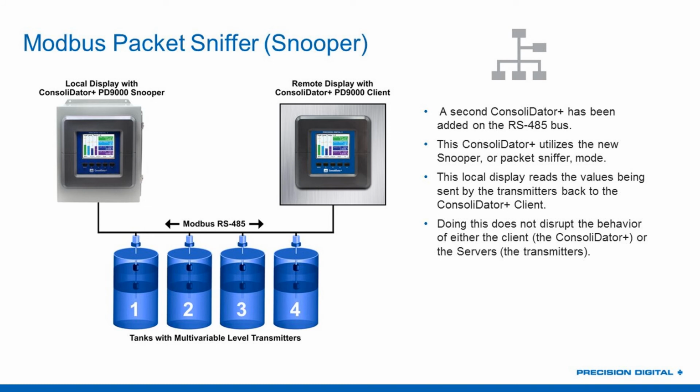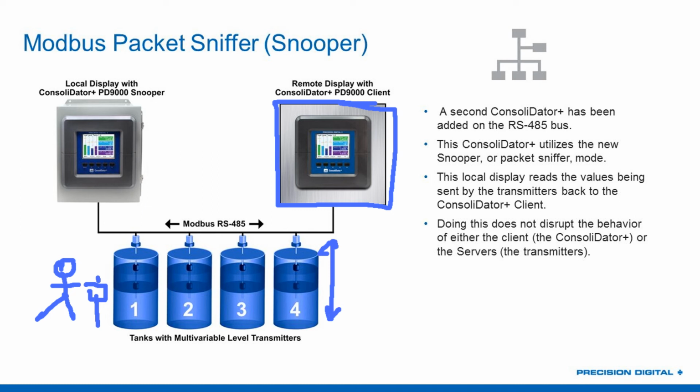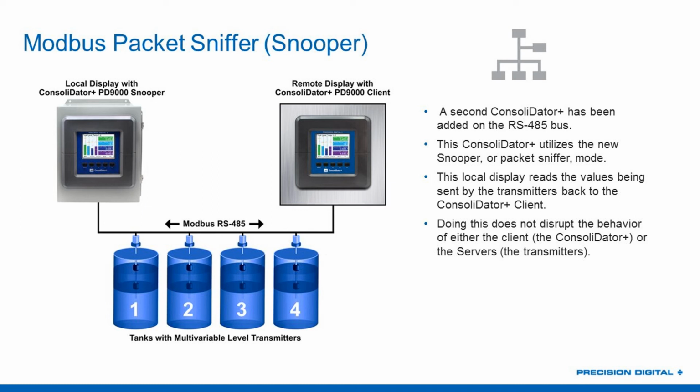Well, let's say later on I want to go add a display out in the field. I've got this one installed in a panel in my control room, but it'd be really nice to have a consolidator out in the field next to these tanks so that the operators who are out here can actually see what these tank levels are, which apparently are short tanks because I didn't draw my guy very tall. We want to have something out in the field, so they can just install that consolidator here next door.